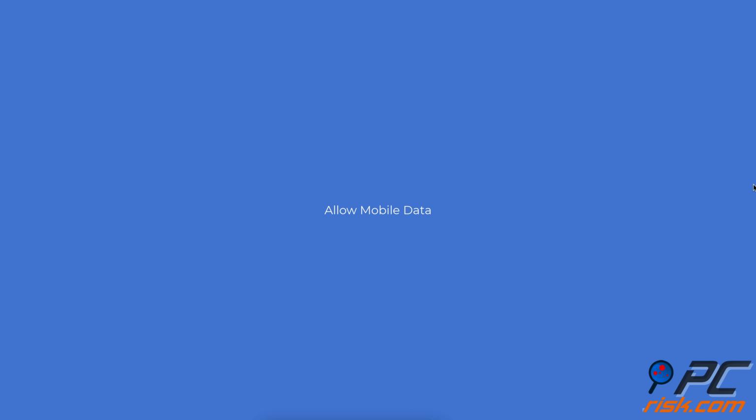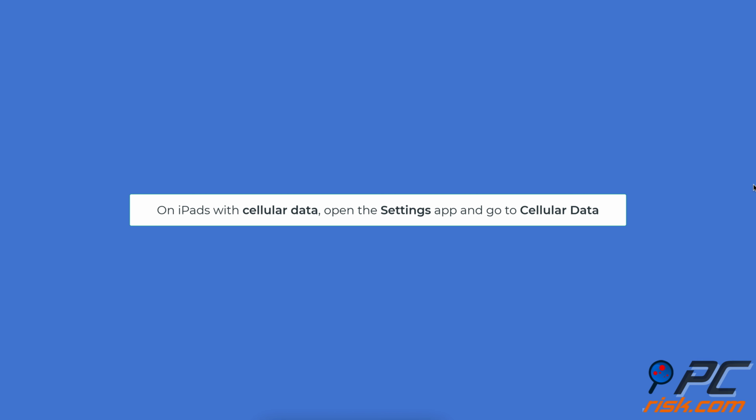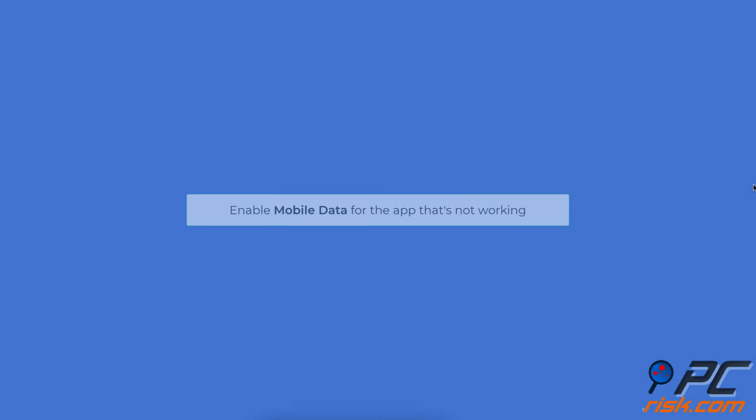Allow mobile data. On iPads with cellular data, open the Settings app and go to Cellular Data. Look through the list of apps until you find the one not working right and toggle to Enable.